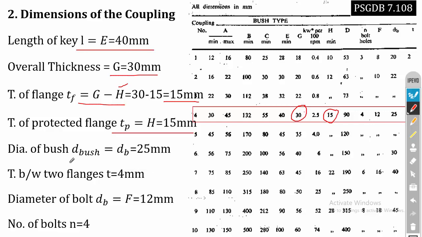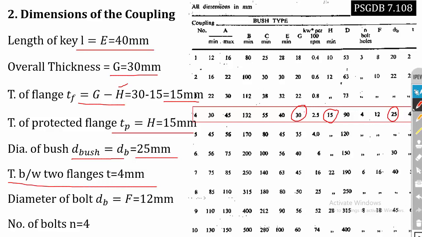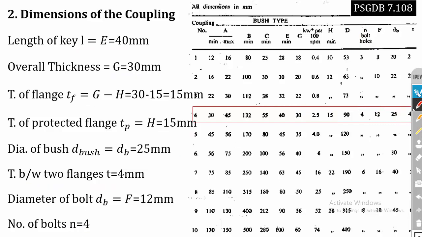So you can write the protected flange and substitute the value of H here and calculate the thickness of the flange. Then the diameter of the bush, D bush is equal to DB, that is 25 mm, and the thickness between two flanges T is 4 mm. Then the diameter of the bolt, in the equation we will use DB, but in the data book it is F, so it is 12 mm, and the number of bolts N is equal to 4. This is how you have to select the dimensions from the data book.